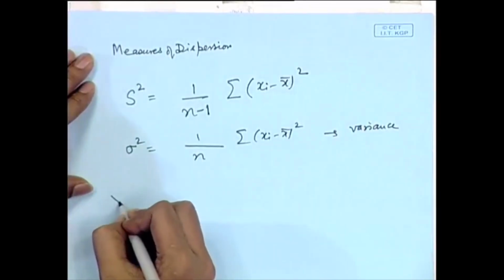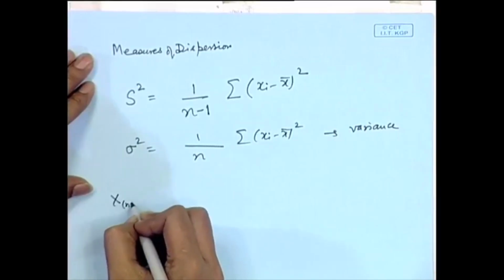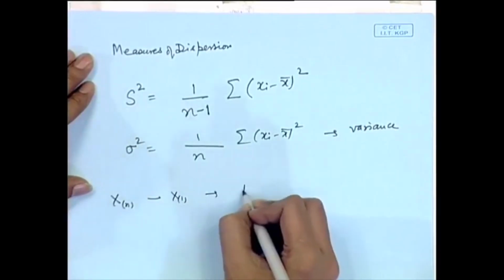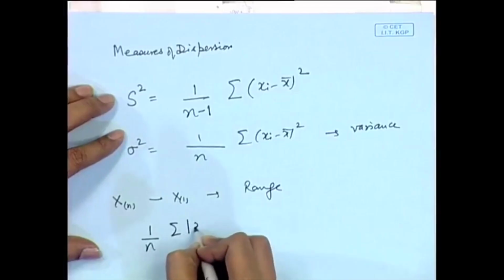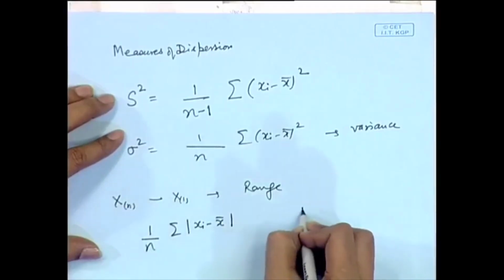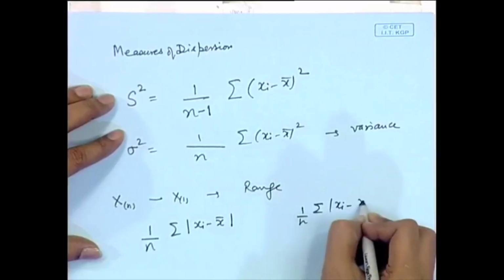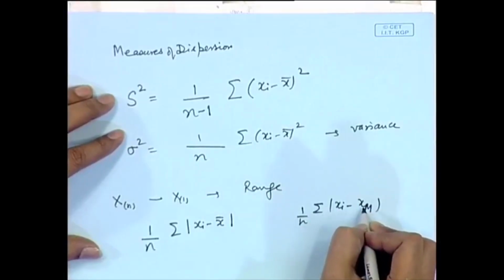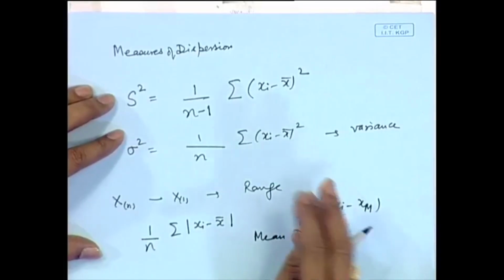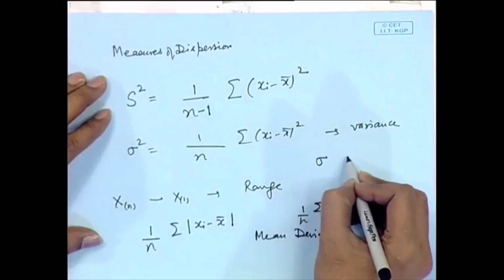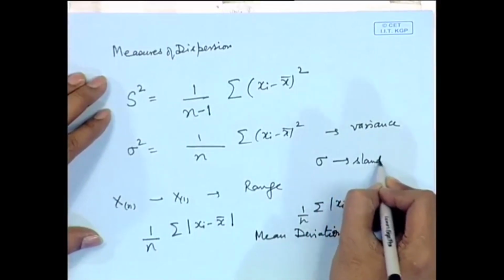Another measure is the difference between the largest value and the smallest value, that is called the range, that is the maximum minus the minimum. We may also look at the mean deviation, that is 1 by n sigma of absolute x I minus x bar, or 1 by n sigma of absolute x I minus x m, where x m is the median. So, these are called mean deviations. All of these give information about the variability in the data. When we take sigma, that is the square root of the variance, this is known as the standard deviation.